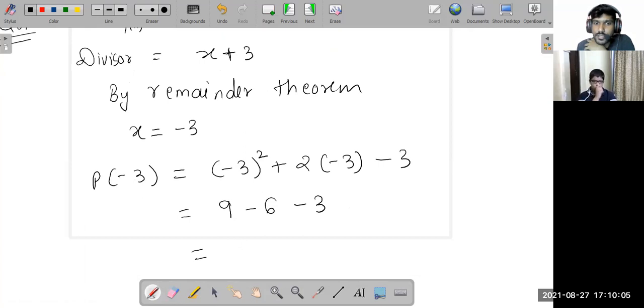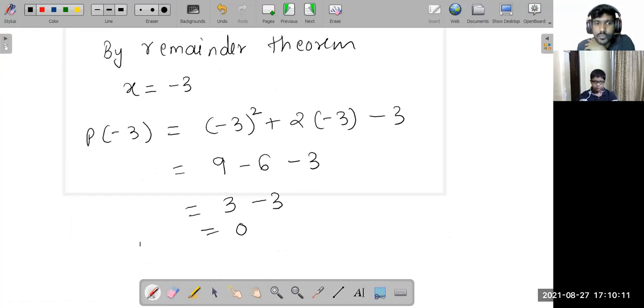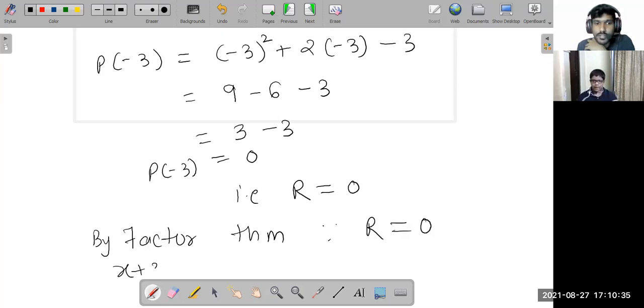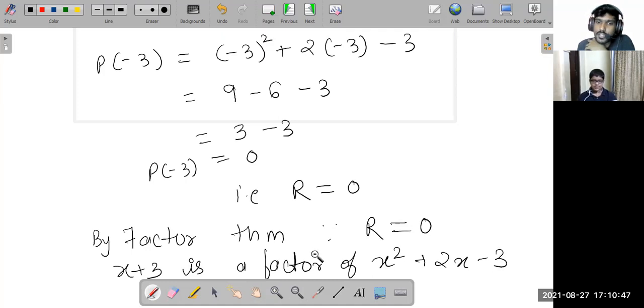9 minus 6 is 3. And this minus 3, and 3 minus 3 is 0. So you're getting p of minus 3 is equal to 0. That means the remainder is 0. This is because of the remainder theorem. And by the factor theorem, since the remainder is 0, x plus 3 is a factor of x square plus 2x minus 3. Did you understand this?